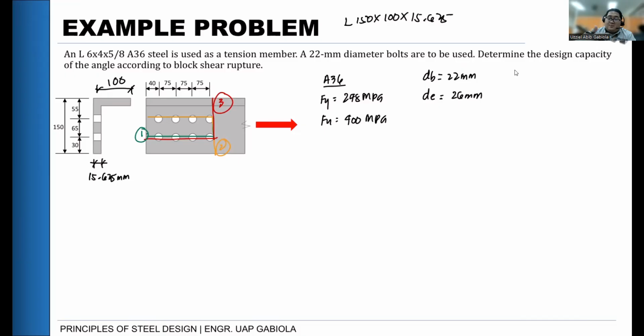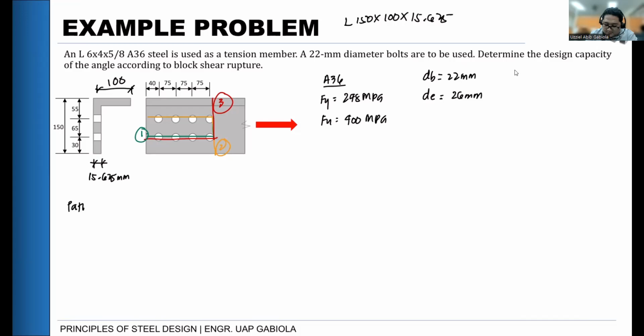Then once na meron ka na for block shear, for this example, block shear lang pinapakuha. Pero in reality, you need to compare it with GSY and NSR. And also for the slenderness limitation, if ever we also have a slenderness limitation required to identify. Okay, so let us first start with the path 1. Okay, so critical path 1.